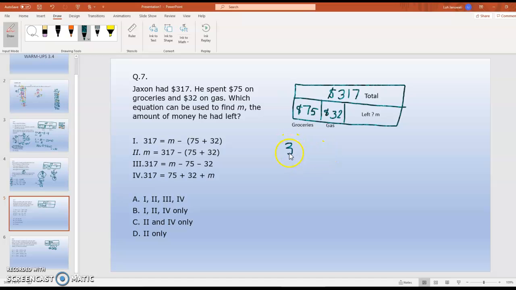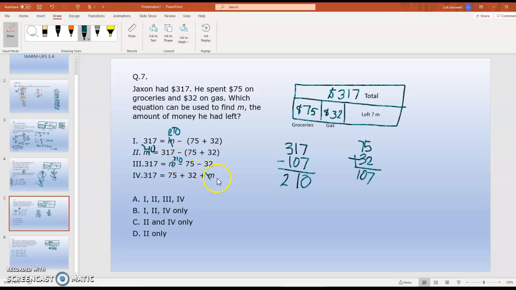So I say 317, right? Okay, and then I need to add these two first. 75 plus 32 is 107. And then you put 107 here. Subtract that. You have 210. So now you can input 210 here, 210 for M, and see which equation is correct.